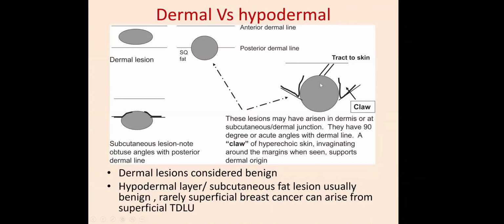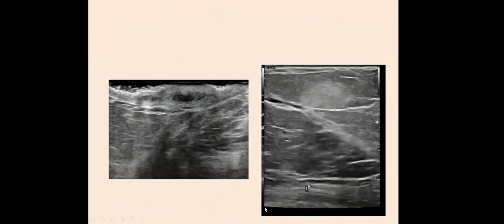So when the lesion is intradermal or in the junction of it, it will make an acute angle with the dermal line, or you will get a claw sign of hypertrophic skin elevating around the margins. So when you get a claw sign and acute angle, you know it's a dermal lesion. However, a subcutaneous lesion will make an obtuse angle with the posterior dermal line. Most of the dermal lesions are considered benign, usually infected sebaceous cysts, small pustules, inflammatory lesions. Also, hypodermal layer and subcutaneous lesions are usually benign, but rarely superficial breast cancer can arise from the superficial or displaced terminal ductolobular unit. So this is an example of a skin lesion.